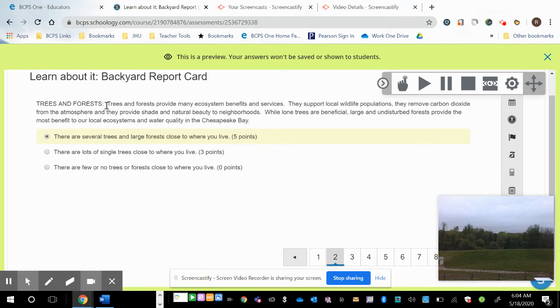Now, this is not a very large forested area, as you can see. If this is all I had around me, I'd probably give myself a 3. But I'm also kind of thinking right now that I have a very large park really close to me that you can't see within this video. But because I know that's right nearby me, I'm going to give myself a 5. So I just want to also let you guys know you can consider things that are near you that you can't necessarily see.